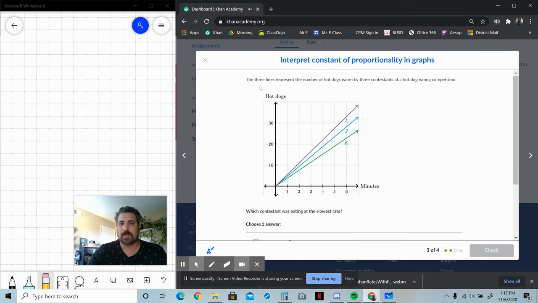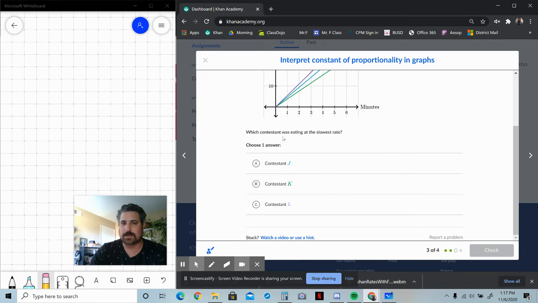Okay, so the next one. The three lines represent the number of hot dogs eaten by three contestants at a hot dog eating competition: L, J, and K. The x-axis is minutes, the y-axis is hot dogs. So in this case, the higher slope, or the steepest line, is more hot dogs per minute, and the lowest line is the least hot dogs per minute. What does that mean in terms of an idea? The steepest line is eating the fastest, and the less steep line is eating slower. That's basically what we're talking about here.